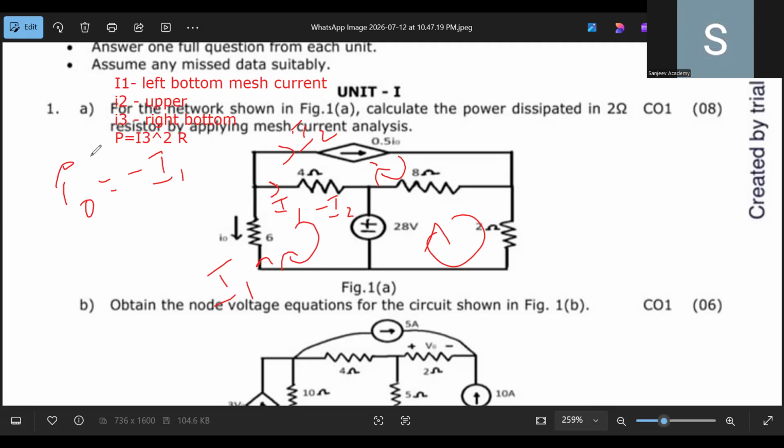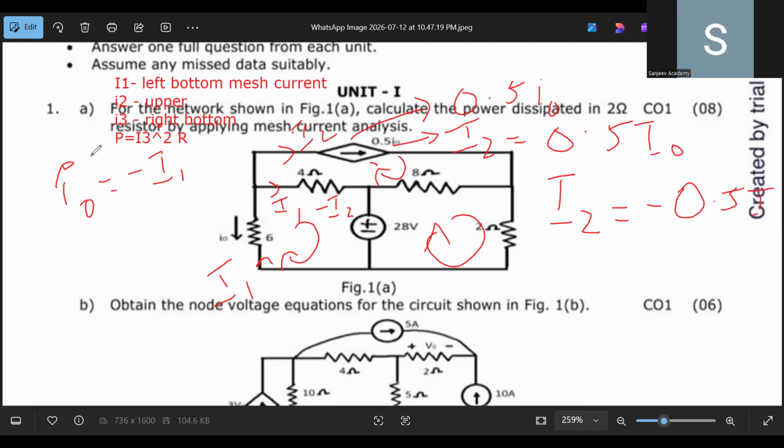And there is a dependent current source here, that is 0.5 I0. This is nothing but a dependent current source. And my I2 is equal to 0.5 I0. And also my I0 is basically minus I1. So I can write I2 is equal to minus 0.5 I1. Write down this first, and please let me know if you're clear up to this.